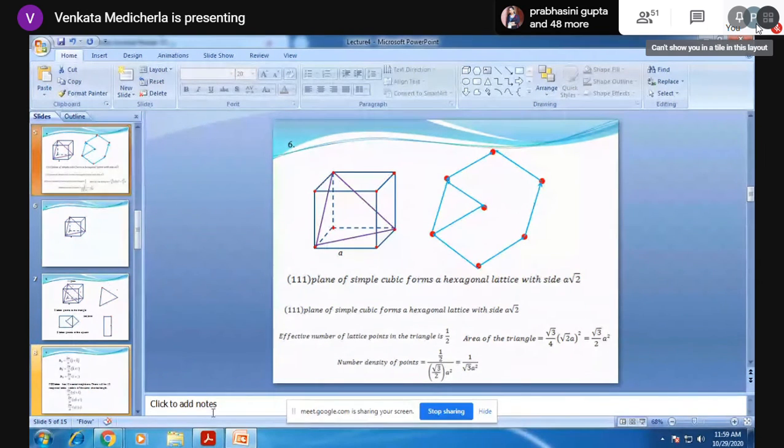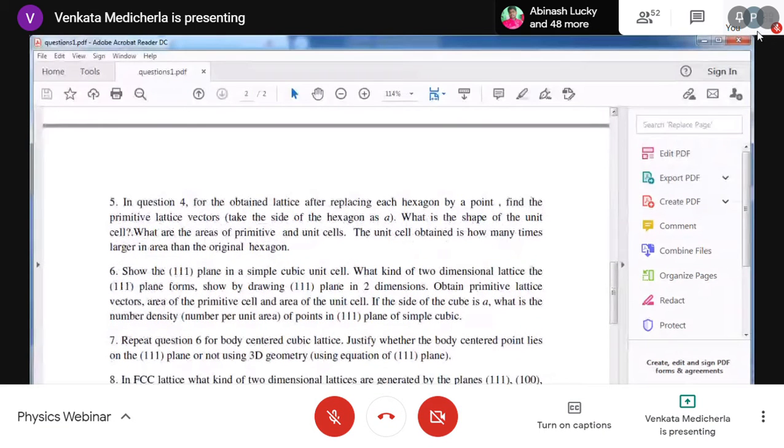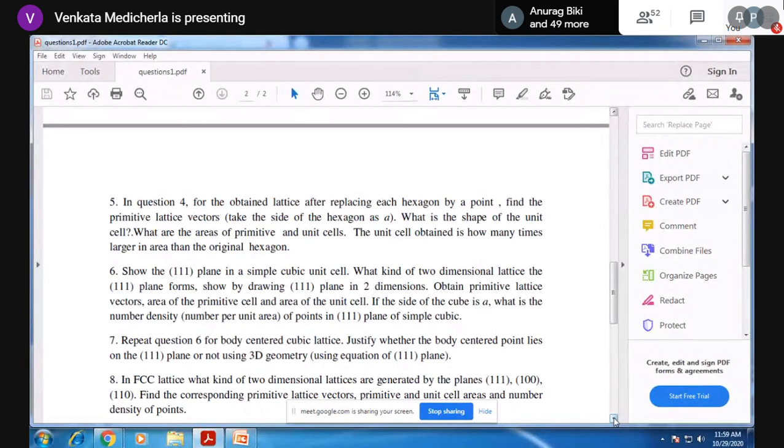So let us look at the next one. It's very bad that you have not looked at it actually. Okay, the 6th one is done. What is the number density? Yeah. Repeat question 6 for the body-centered cubic lattice. This is a very nice thing actually. If you take body-centered cubic and take the 1, 1, 1 plane.